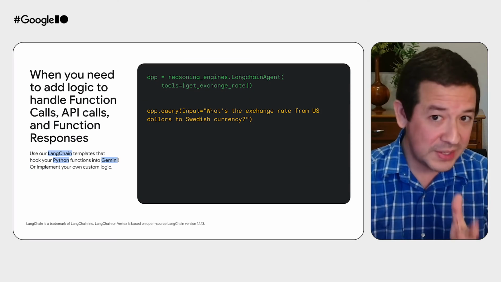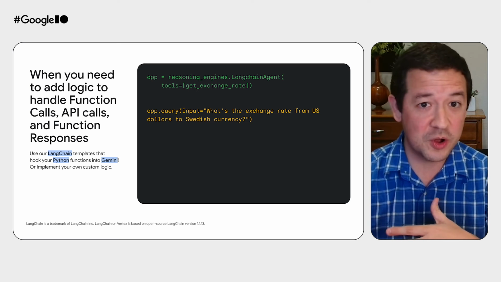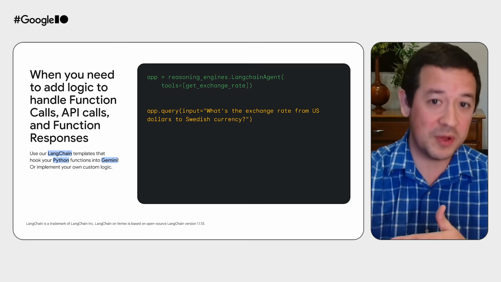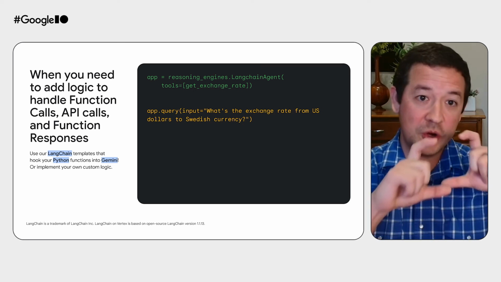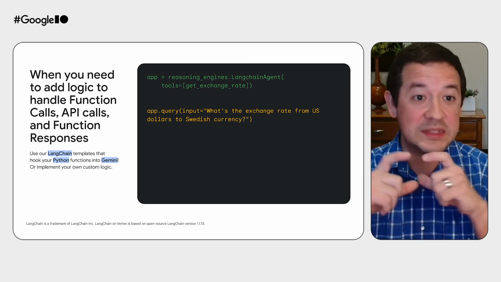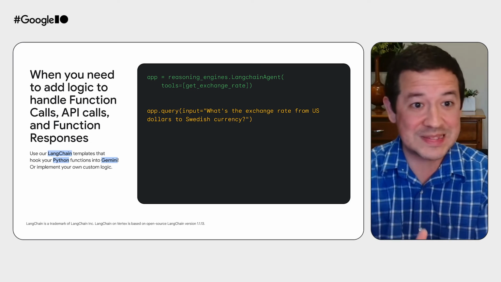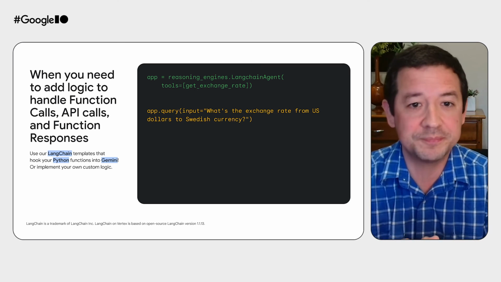Now that you've seen how function calling works, let's look at some different ways that you can connect the Gemini model to the outside world. We can actually add these layers on top of function calling to make our interactions with generative models more agent-like, more scalable, and more production-ready. When you need to add logic and error handling to your function calls, API calls, and function responses, you can use our LangChain templates on top of function calling. This really lets you turn the Python functions you already have into executable tools that the Gemini model can use to perform information retrieval or transactions via these API calls.